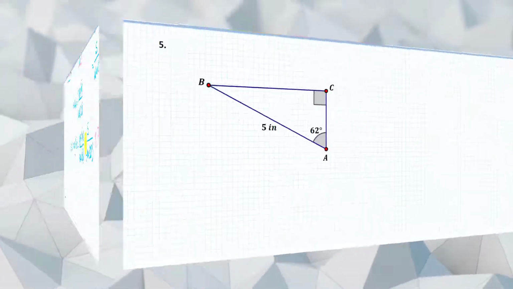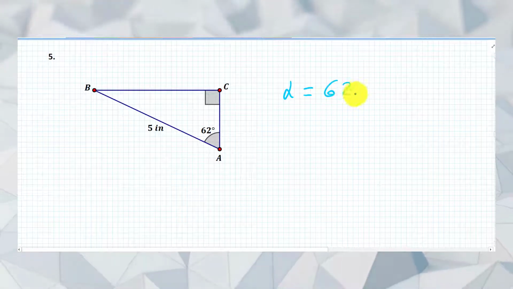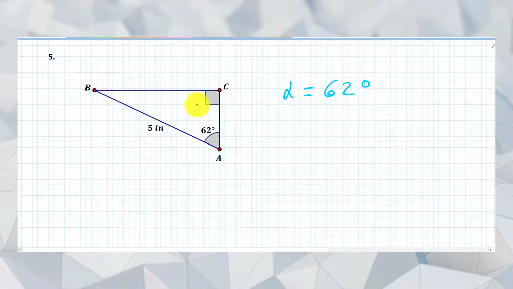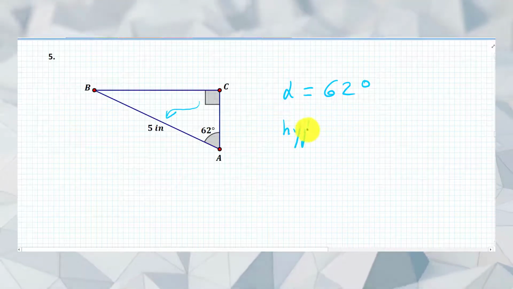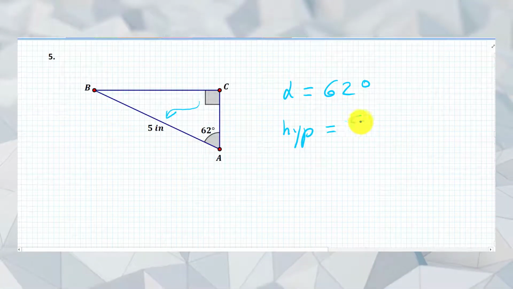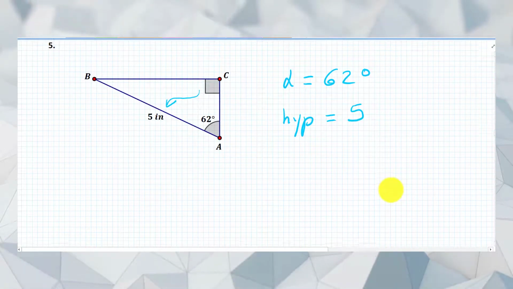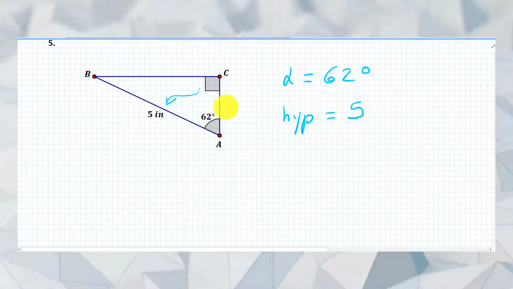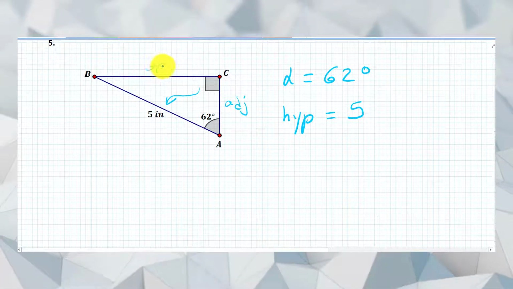Next example. So in this example, what am I given? The angle alpha has a measure of 62 degrees. And then I'm given the opposite side of the right angle. So this is the hypotenuse. And the length of the hypotenuse is 5 inches. Okay? So with that, I need to find the side AC. AC is the adjacent, and the side BC, which is the opposite.